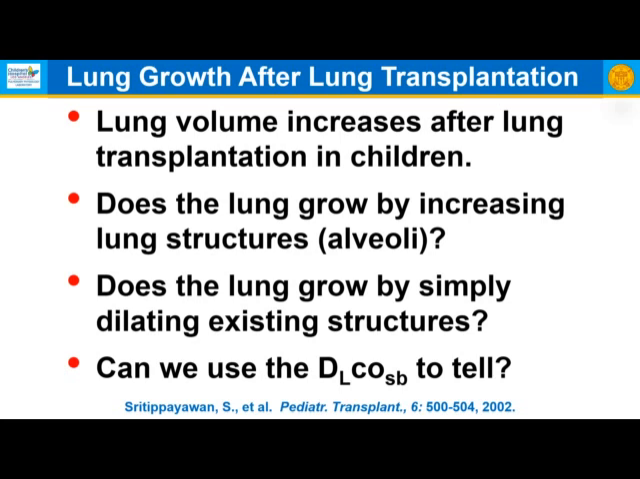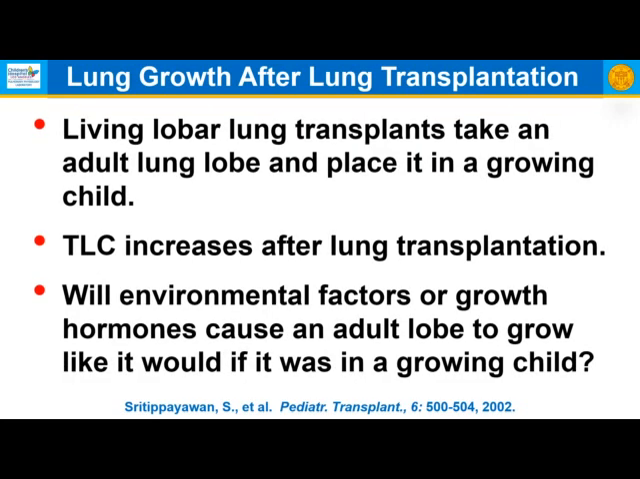So at Children's Hospital Los Angeles, several years ago, we had a lung transplant program, and we were doing living lobar donor lung transplants. Lung volume increases after lung transplant in children. So does the lung grow by increasing lung structures, i.e. alveoli, or does the lung simply grow by dilating existing structures? And can we use the diffusing capacity to help us figure this out?